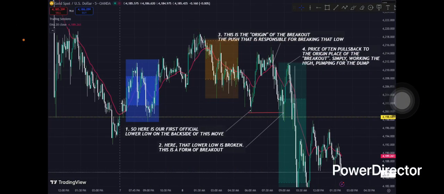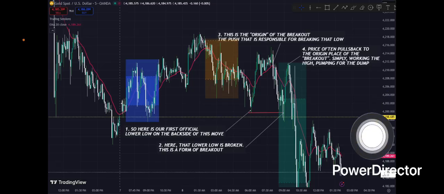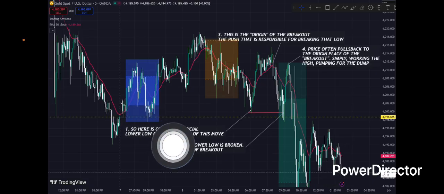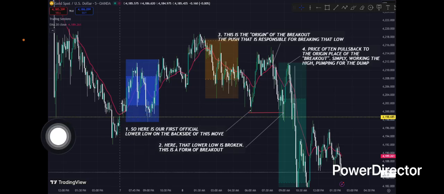Now, here is this extra tip when it comes to knowing, okay, we're pumping up. When is that pump going to stop? And when can we expect to see that M pattern for the trade? Okay. So just a second here. So you can see that I have these marked off, right? 1, 2, 3, 4. So the number 1, we have our first official lower low on the back side of this move.